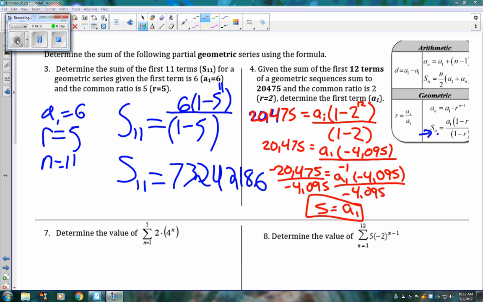The next problem. What's that called again? Sigma, which means sum of. Good. So, Harrison, turn around. Thank you. So number says, determine the value of sigma from 1 through 5 of the formula 2 times 4 to the nth power.